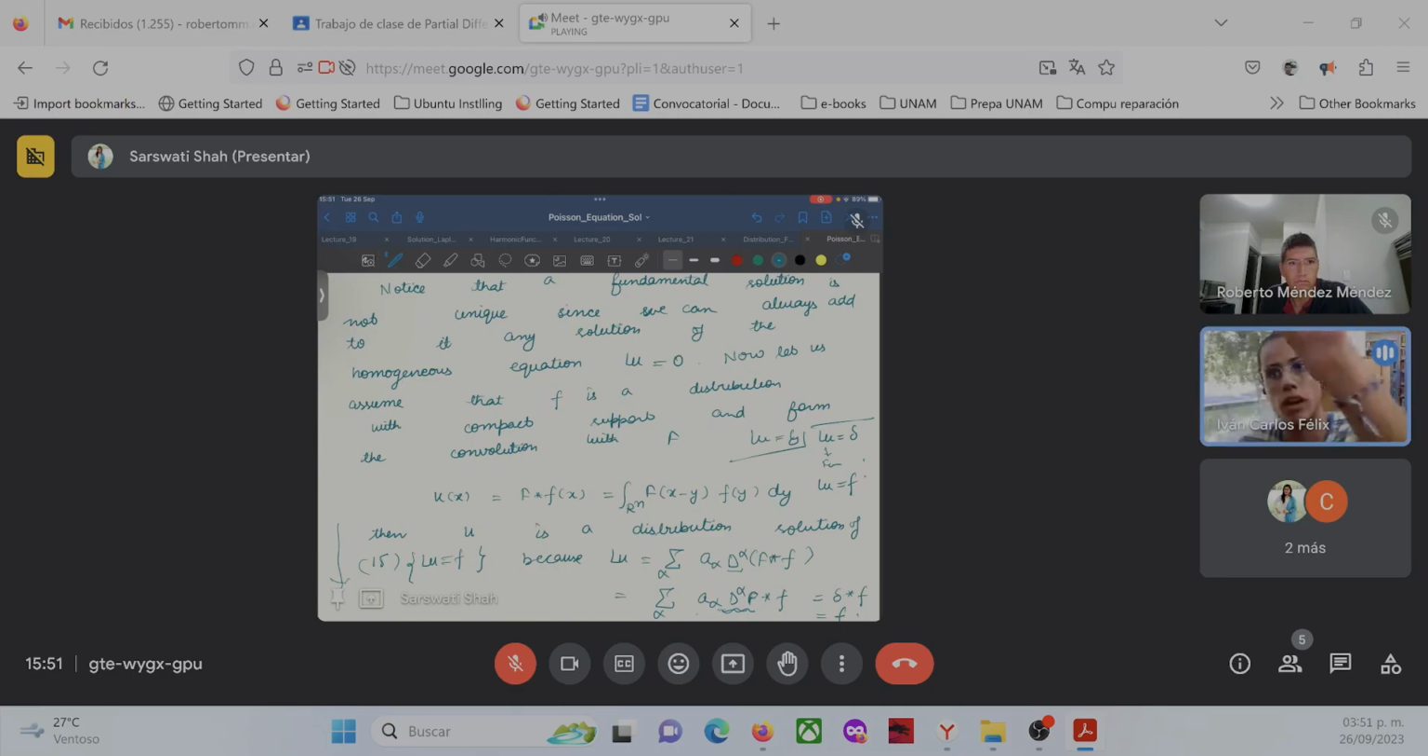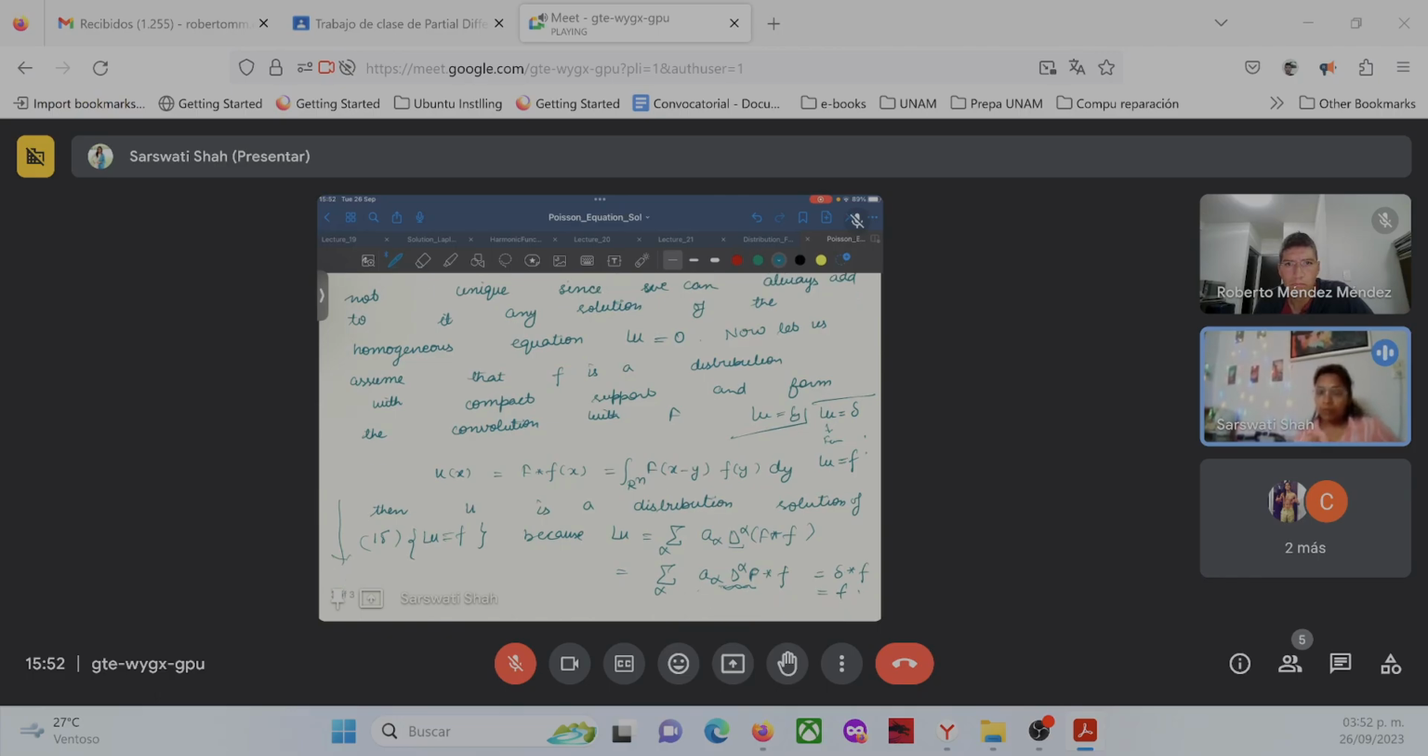If you find the solution of LU equals delta, then you can find the solution to LU equals f, using this convolution theorem. Oh yes, because you get v of zero, right? Yeah. So that was the proof.